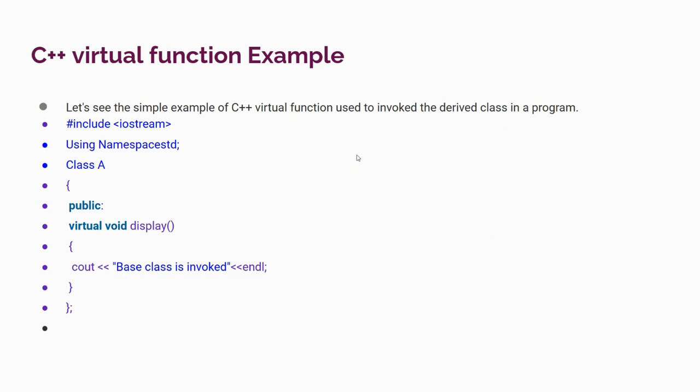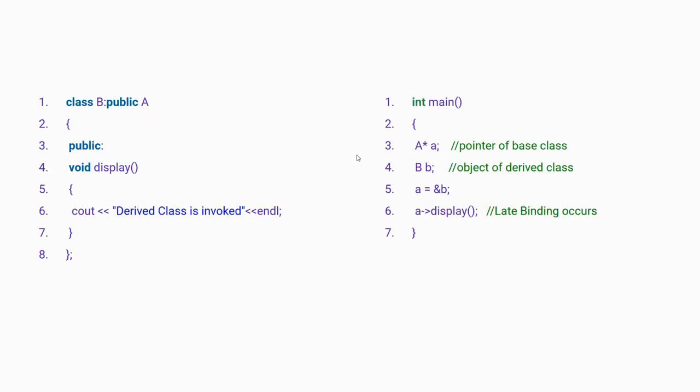In that, we are creating a class capital A. Under the public access specifier, we are writing the virtual keyword. After that, we are writing void display. In that, we are printing base class is invoked. After that, we are creating a class B, which is the derived class of class A. So we are writing colon public A. You can access all the public members of class A. In class B, under the public access specifier, we are writing void display, and we are printing derived class is invoked.